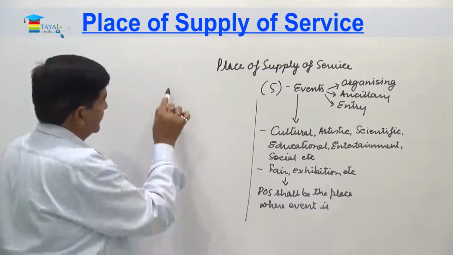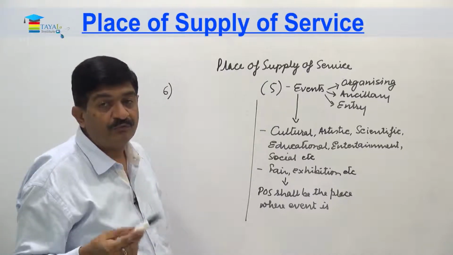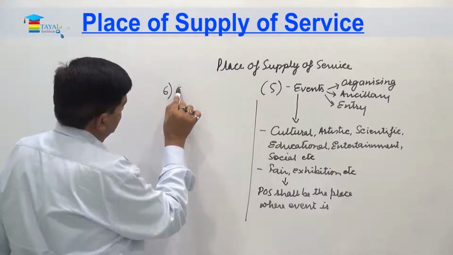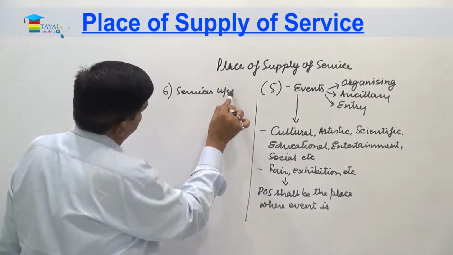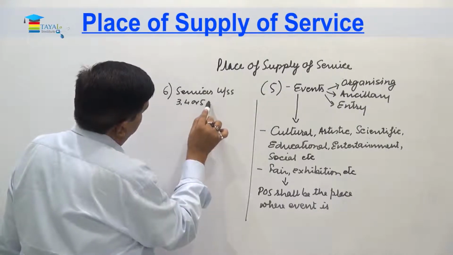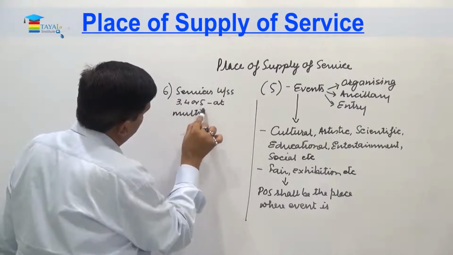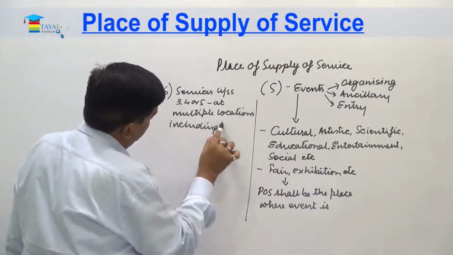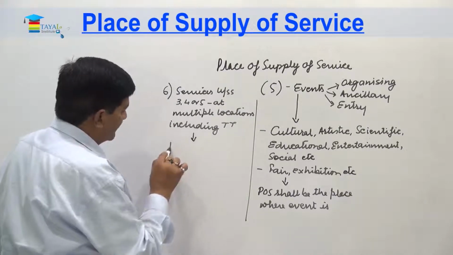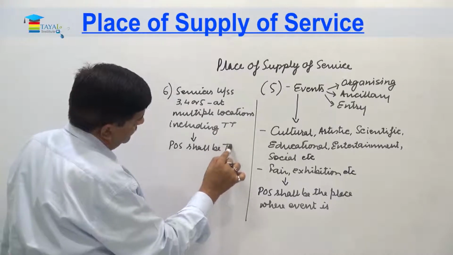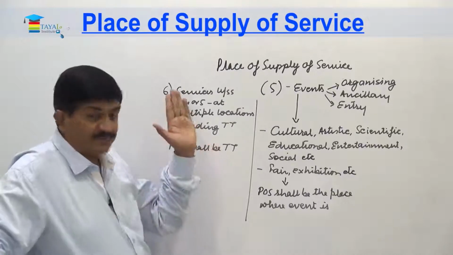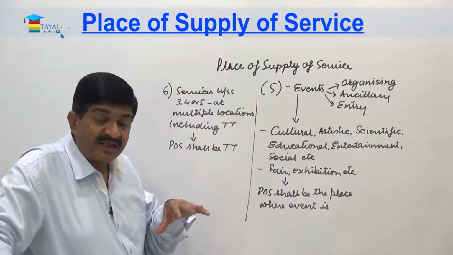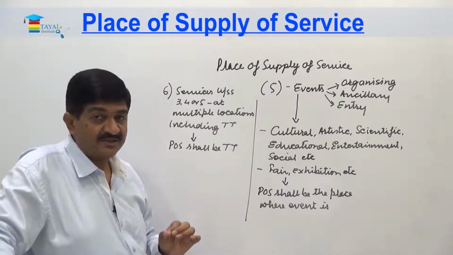Now subsection 6 says that if any of the services covered in subsection 3 or 4 or 5, so 3 is performance based, 4 is immovable property, 5 is events, right? If these are in multiple locations, including taxable territory, then the place of supply shall be taxable territory. So services which are under subsection 3 and 4 and 5, that is performance as well as immovable property and events, if these are in multiple locations, so multiple locations means in the taxable territory as well as outside the taxable territory, then the place of supply shall be in the taxable territory.